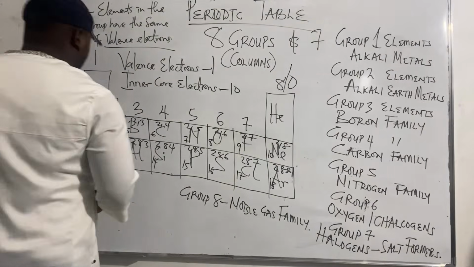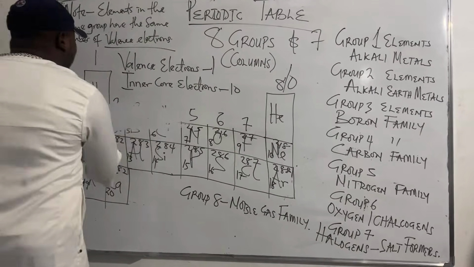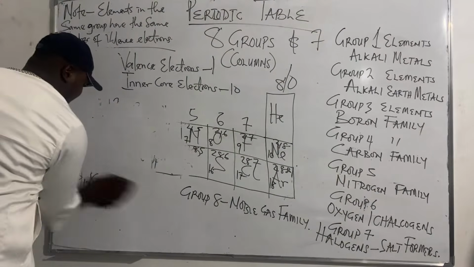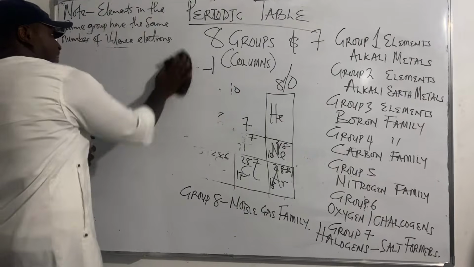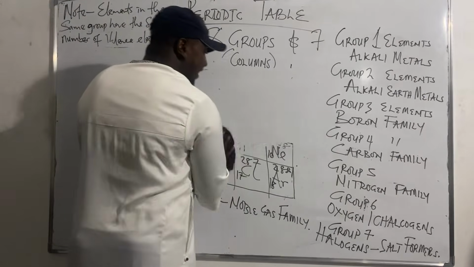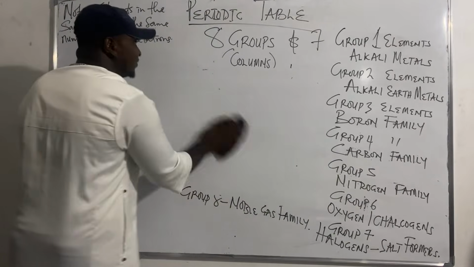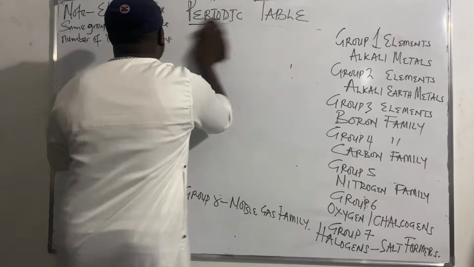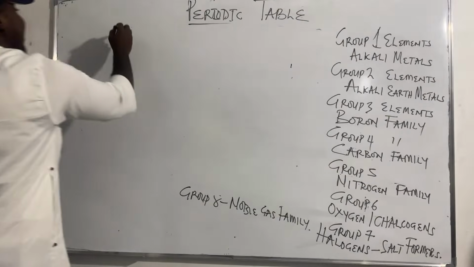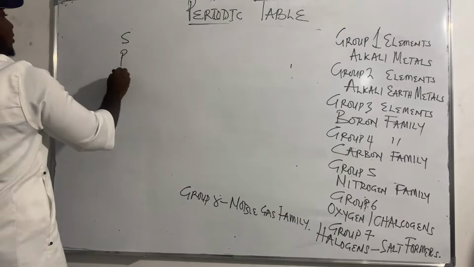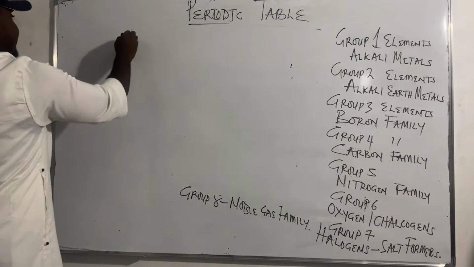Please take note. Class, it's now time to tell you also that the periodic table is divided into 4 blocks. S block, P block, D block, and F block.